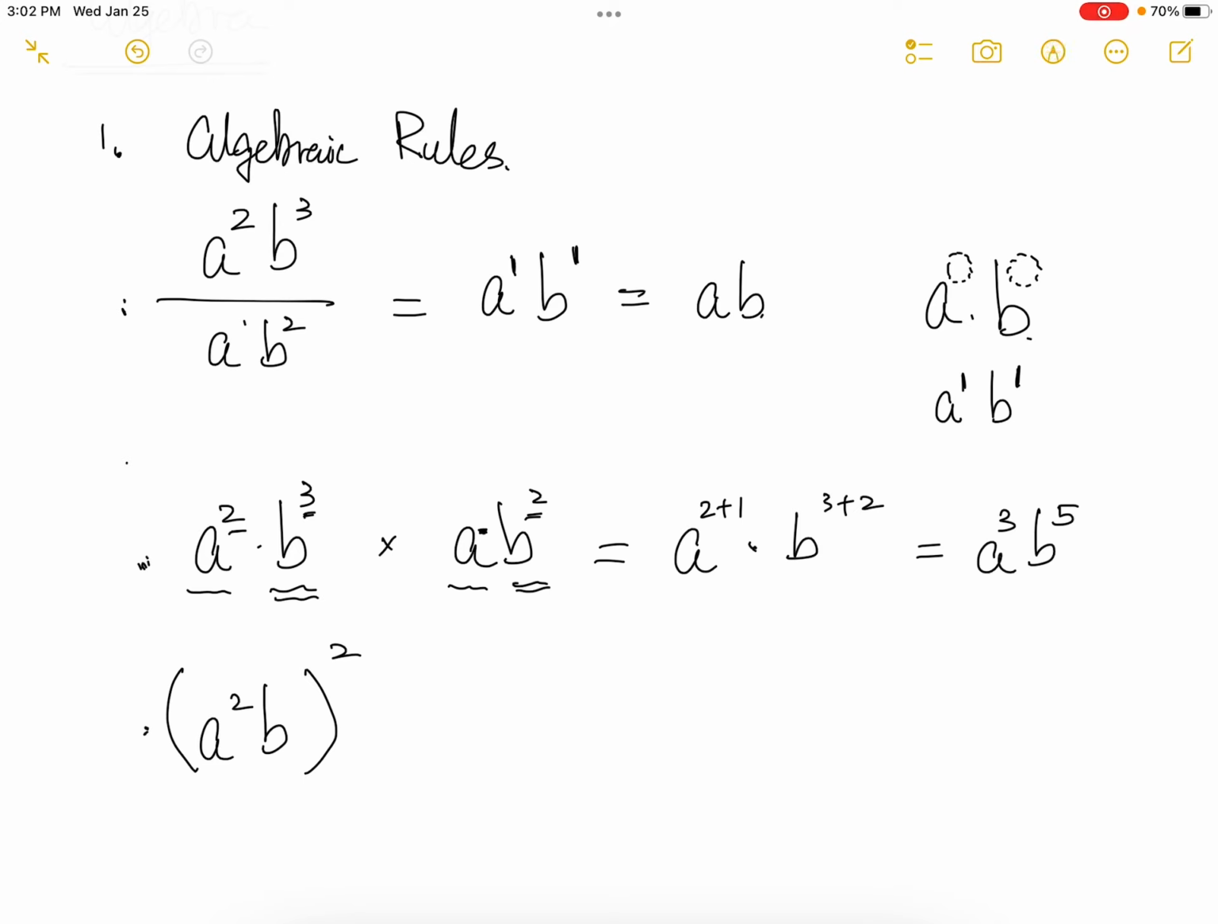So when you have an exponent outside of an expression and there's bracket here, this becomes a to the power of 2 times 2, b to the power of, this will be 1, right? So then it'll be 1 times 2. So this rule here says that the exponent outside of the bracket gets multiplied into every term. So this becomes a to the power of 4, b to the power of 2.